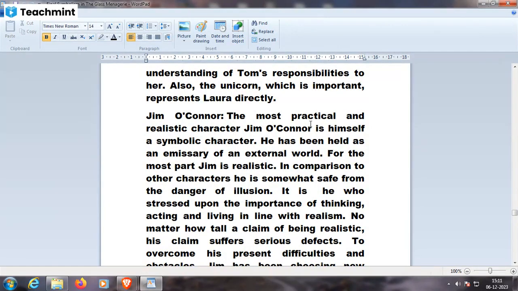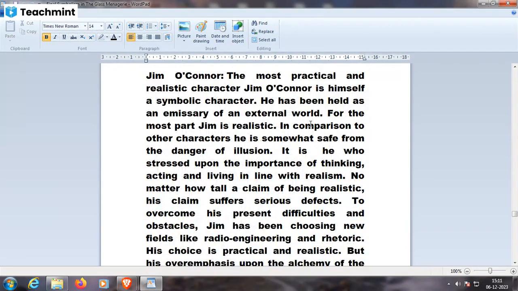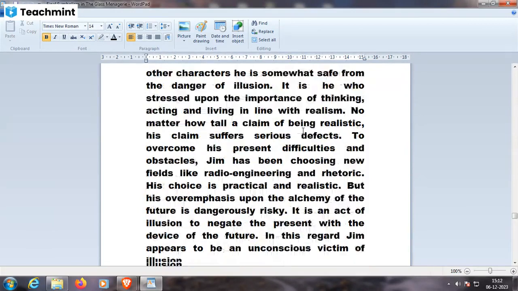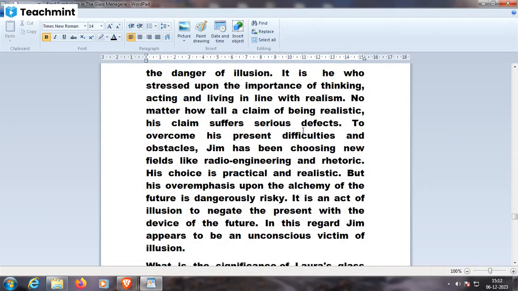To overcome his present difficulties and obstacles, Jim has been choosing new fields like radio engineering and rhetoric. His choice is practical and realistic, but his overemphasis upon the alchemy of the future is dangerously risky. It is an act of illusion to negate the present with the device of the future. So in this regard, Jim appears to be an unconscious victim of illusion.